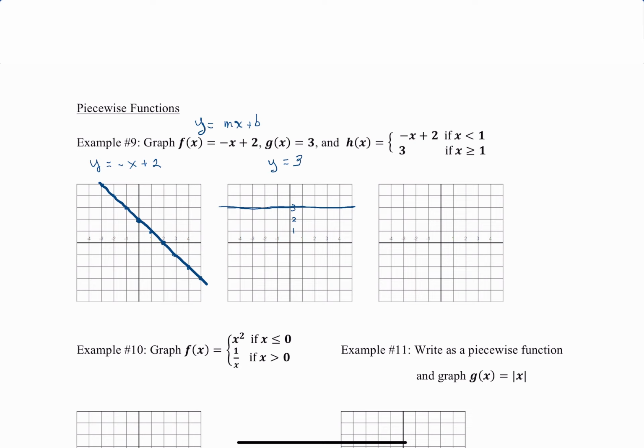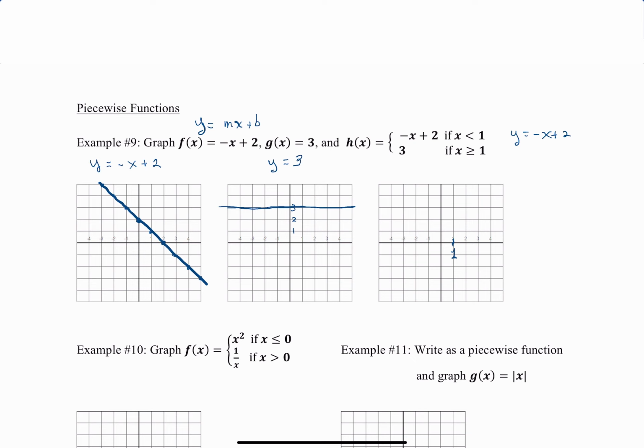Now we'll get to a piecewise function. This is saying h of x equals negative x plus 2 if x is less than 1, and 3 if x is greater than or equal to 1. In other words, we're going to graph the line y equals minus x plus 2 when x is less than 1. So there's a changeover point that's happening here at x equals 1.